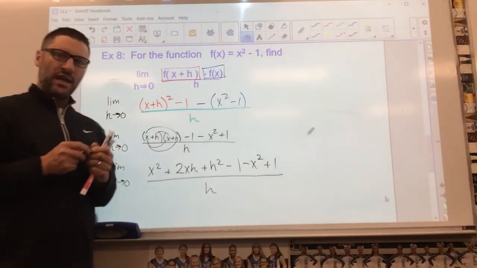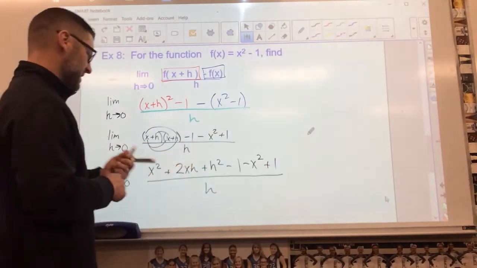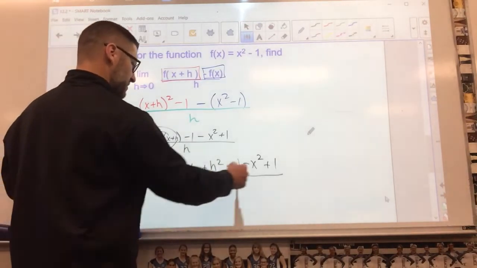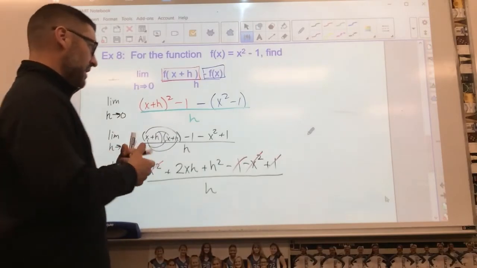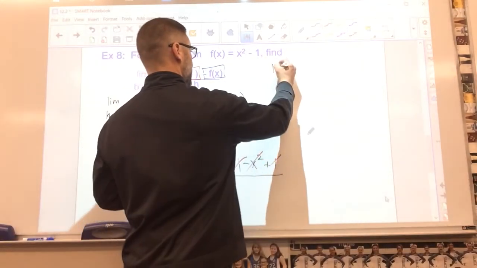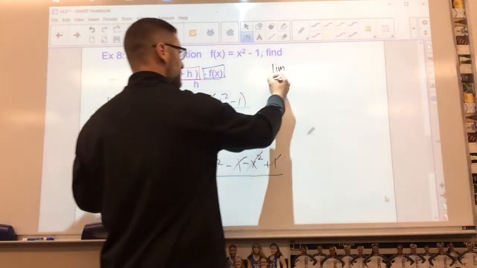And at this point, again, you're going to get some things that are going to cancel out. So I notice the x squareds go away. I notice the 1s go away. And I can come up here and find the limit as h goes to 0.